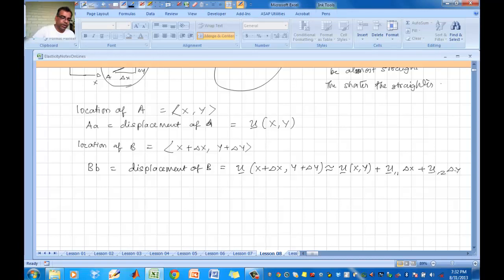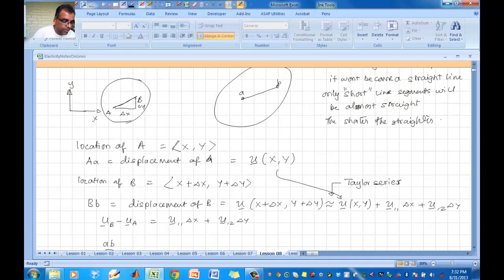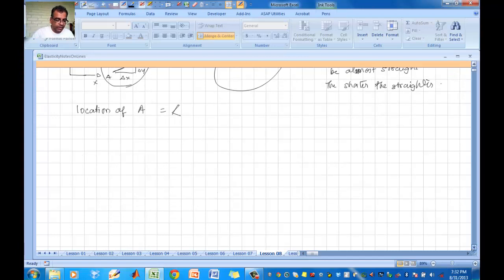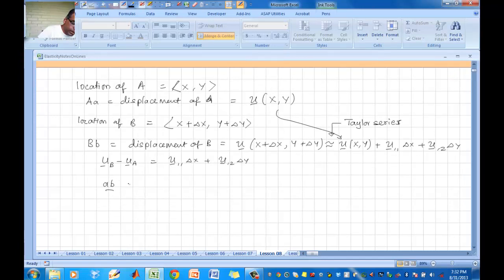You see what I did, right? It's a simple Taylor series. But this is that, and so you will get ub minus ua equal to u comma 1 delta x plus u comma 2 delta y. Now comes the very interesting thing. Little a, little b is what we are really after. What has happened to the line segment? Capital A, capital B we know. So what is this vector? And that's easy to find out. Little a, little b equals AB plus BB minus AA. You can draw the vectors and you can see.